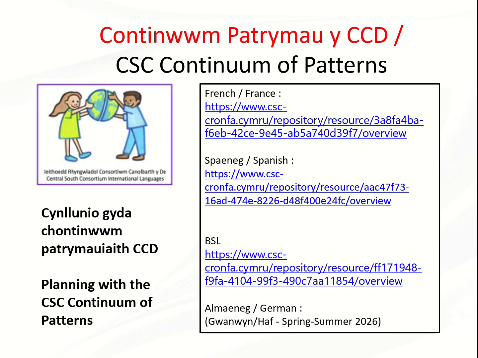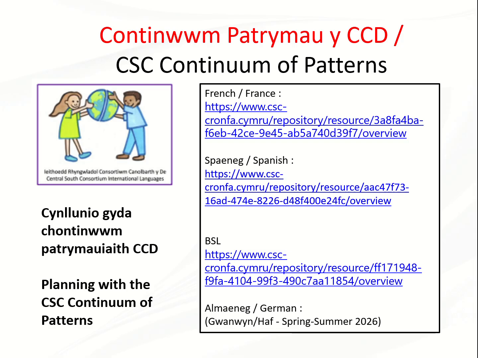Central South Consortium created these continuums of language patterns for French, Spanish and British Sign Language, and there is currently one being finished for German as well. You can use these even if you're not part of Central South Consortium. They've been very kindly shared out, and they align with their Welsh continuum of language patterns as well. The idea is that they have these full language patterns that show you how you can make progress with your pupils, but they are not aligned to particular progression steps, so you can decide which ones would work best for your context.